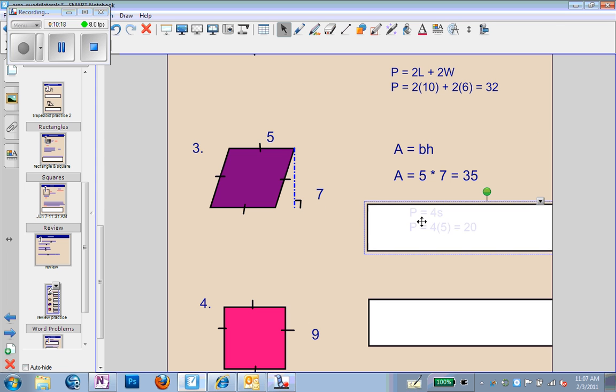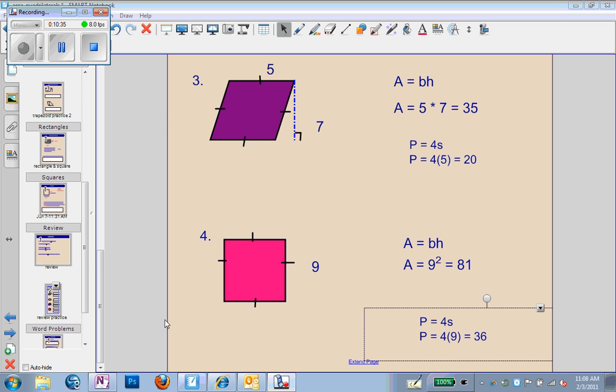When we figure out the perimeter for any four-sided figure that has all sides congruent, the formula for the perimeter would just be 4 times the length of one side, or 4s. So 4 times 5 is 20.